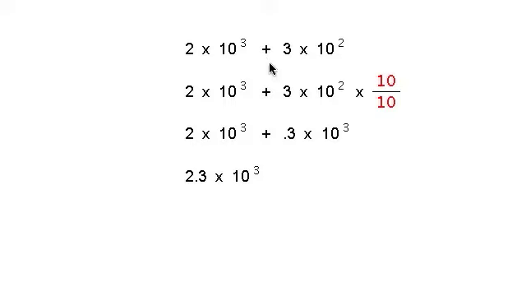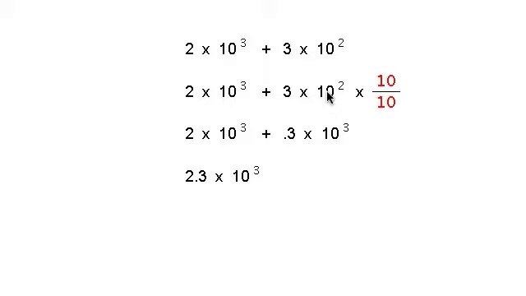If you're adding or subtracting, the powers of 10 have to be the same. So 10 cubed is 1,000, 10 squared is 100. So you can't add $2,000 bills and $300 bills and say you have 5 of anything meaningful. You have to convert this to 10 cubed or this to 10 squared. They have to be the same.